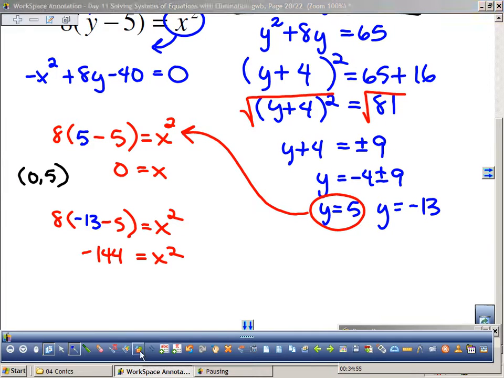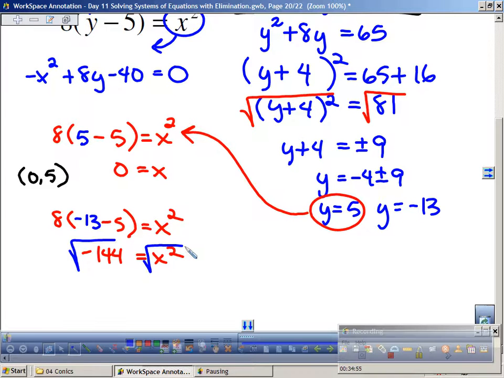What do you see? I. What does I mean? It's imaginary. What does that mean when it's imaginary? Complex roots, which means there's no solution.